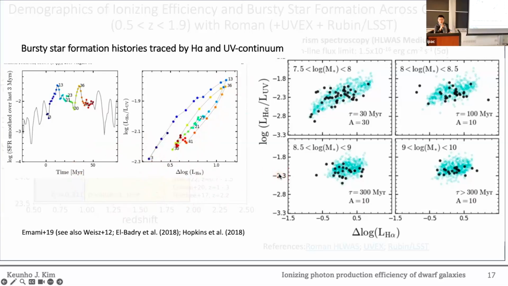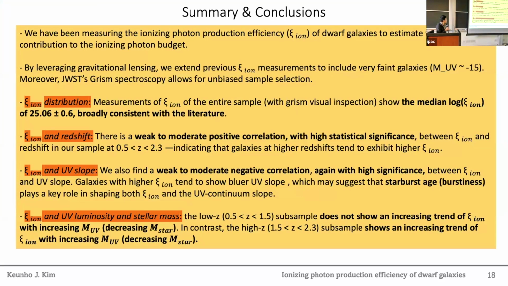With a large sample of galaxies to be observed with Roman, we can do the statistical census of these bursty star formation histories of relatively massive galaxies. And of course, the deep tier survey area will allow us to investigate even lower mass galaxy systems. And here is the summary.